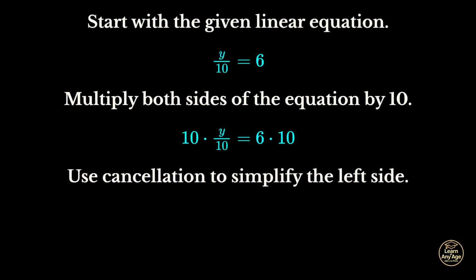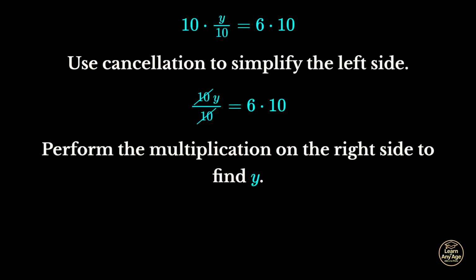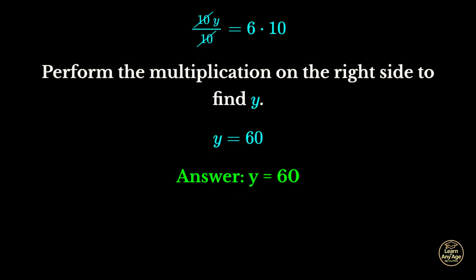Use cancellation to simplify the left side. The 10 cancels out, y over 10 cancels out, equals 6 times 10. Perform the multiplication on the right side to find y. y equals 60. Answer: y equals 60.